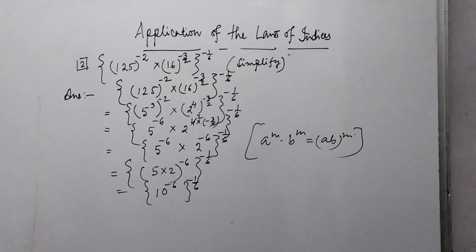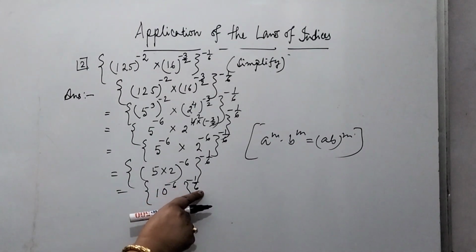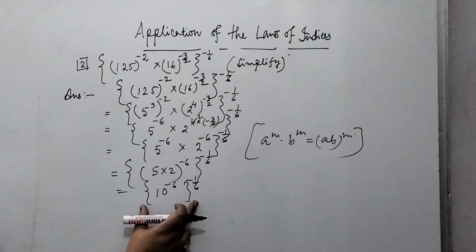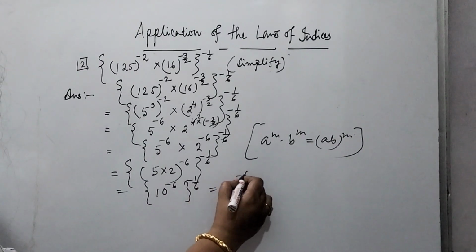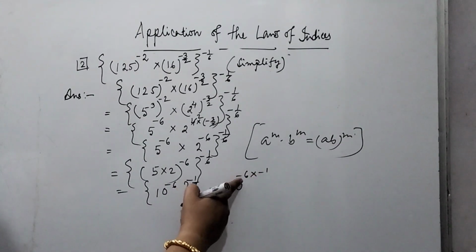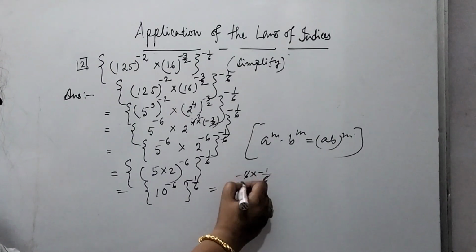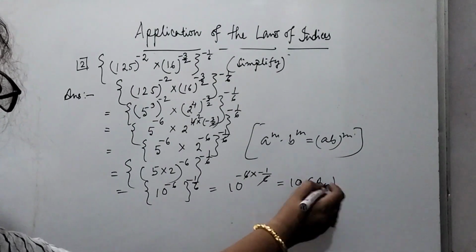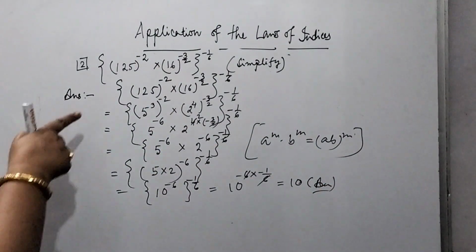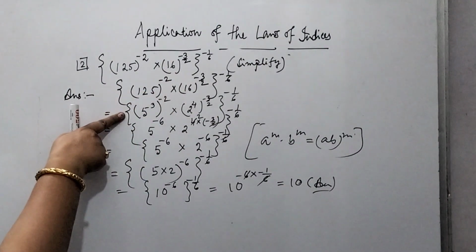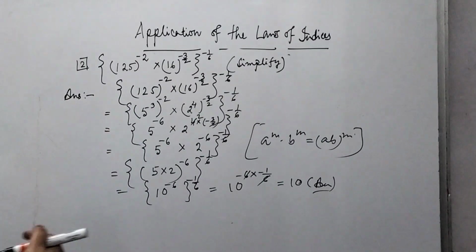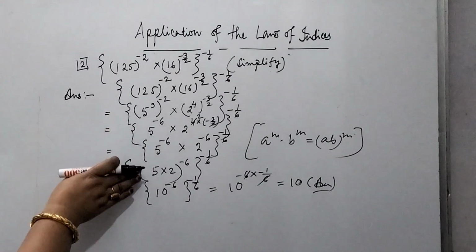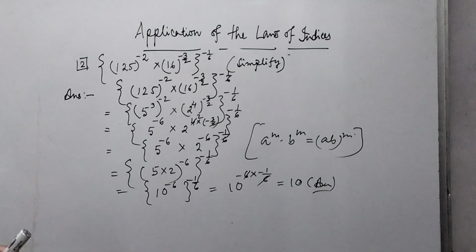Now which law will be applied? Yes, the same one. a to the power m whole to the power n equals a to the power mn, because we are getting this structure, right? So now 10 to the power minus 1 by 6 into 10 to the power minus 6 into minus 1 by 6, and the 6 will be cancelled and then we get 10, right? So this is the required answer. So look how just by breaking the given terms into the possible minimum bases, and then just by applying the laws step by step, we have reached our simplified result.